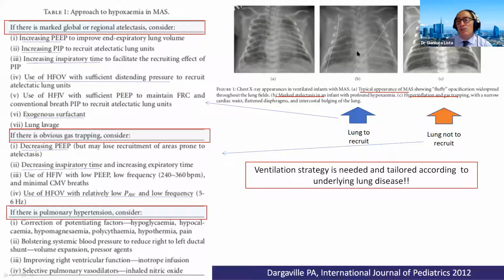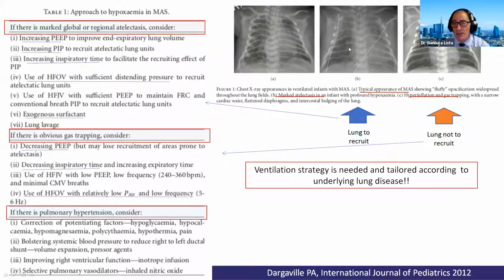About meconium aspiration syndrome, you can have different pictures. For example, B and C are very different from one another. In the C panel, there is a very high risk of hyperinflation and gas trapping. This is a typical situation in which the lung does not have to be recruited, so you have to reduce the PEEP, you have to reduce the respiratory time, and in some cases it can be important to use high frequency oscillatory ventilation with the lowest tidal volume.